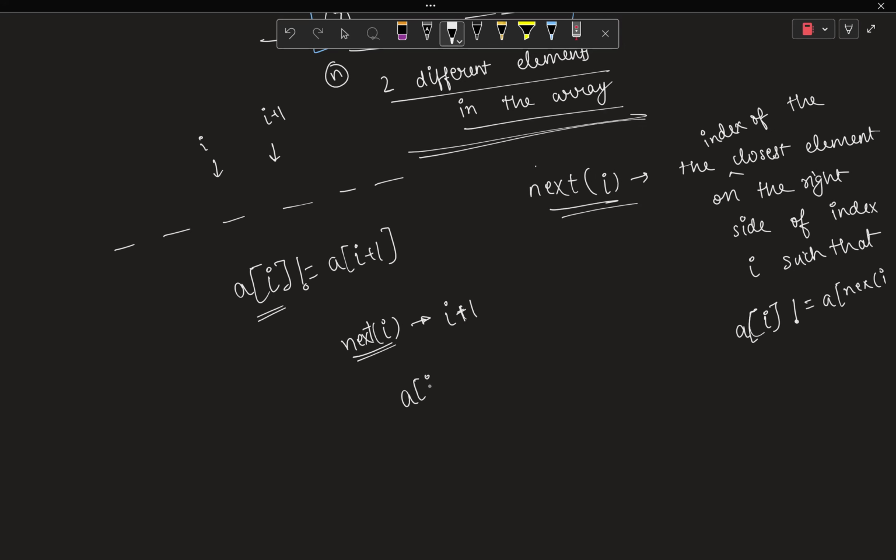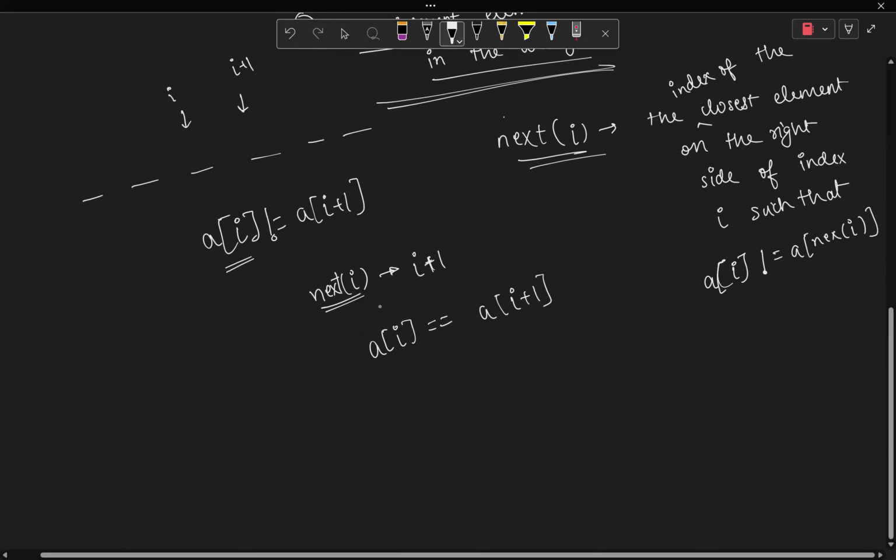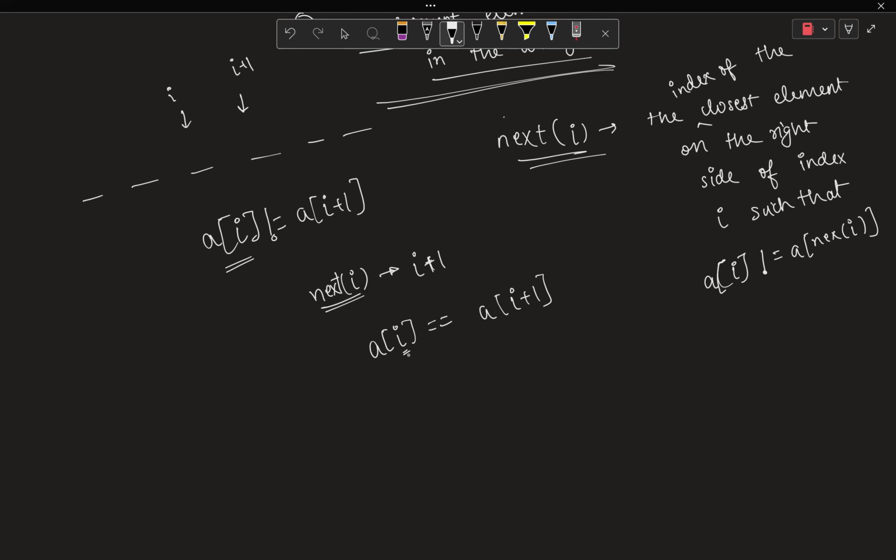But what if A of I and A of I plus 1 were equal? In that case, what is the first element on the right side for this I which is not equal to A of I? How will you find this thing?